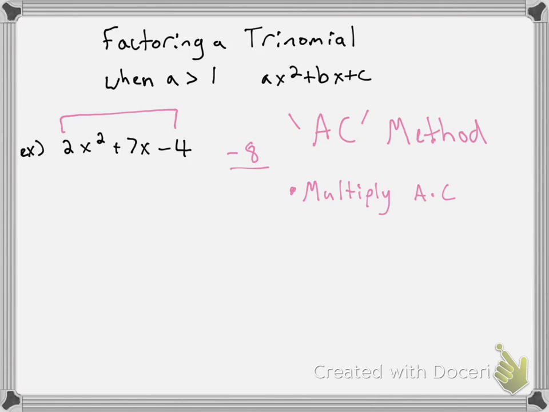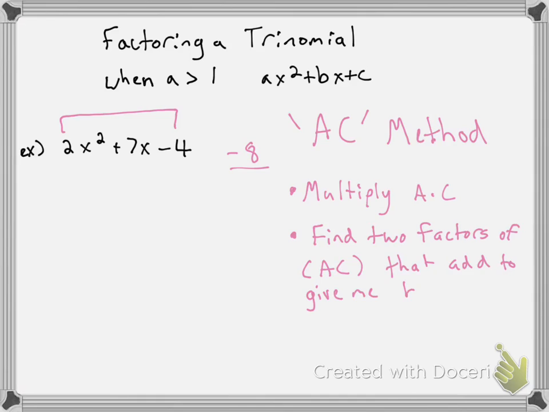Okay. Then I need to find two factors of AC that add to give me b. This is very similar to when a equals 1. So in this problem, that would be 8 times negative 1 gives me negative 8. 8 plus negative 1 will give me 7.